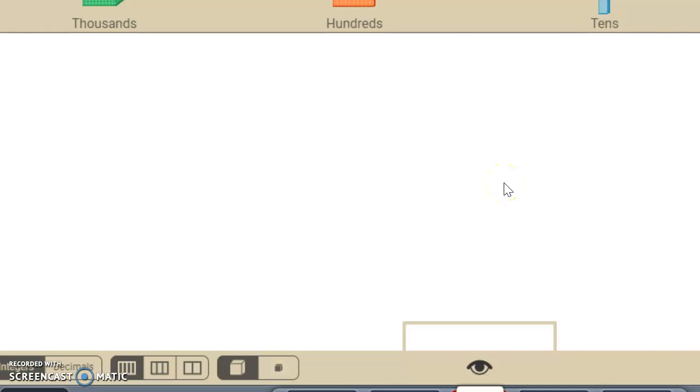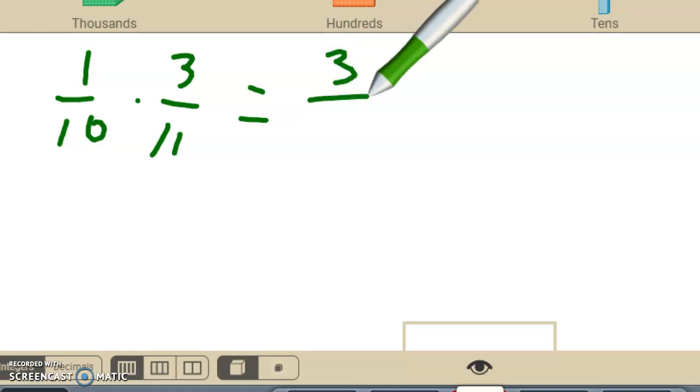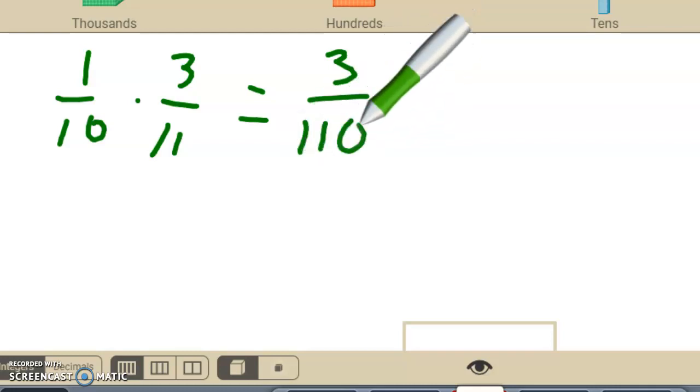Hi. So we're working in Big Ideas and we're working on our Chapter 2 practice test. Our first question is 1/10 times 3/11. The great thing about this is it's just so easy. We just do 1 times 3 is 3. And whenever we're multiplying by 10, we just add a 0. So we put 1/10 and that is our answer.